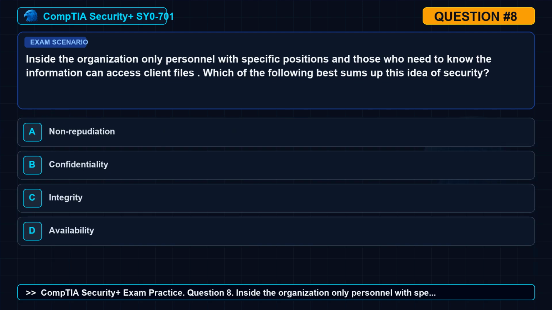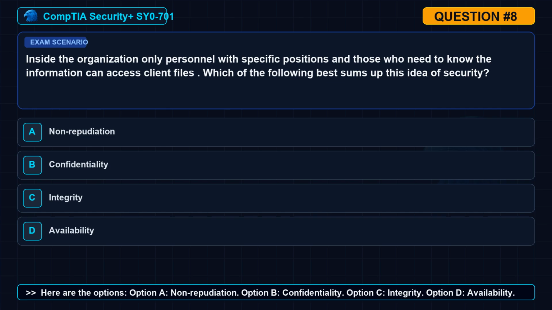CompTIA Security Plus Exam Practice. Question 8. Inside the organization, only personnel with specific positions and those who need to know the information can access client files. Which of the following best sums up this idea of security?